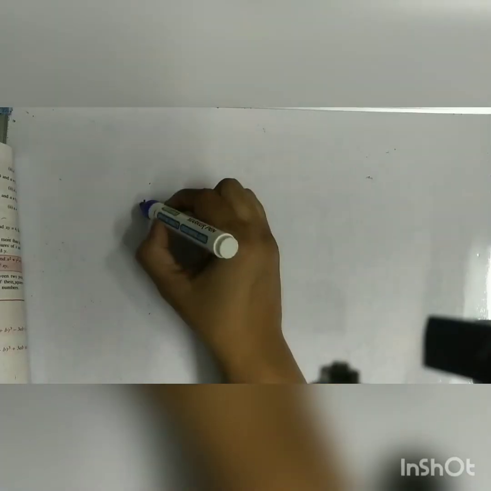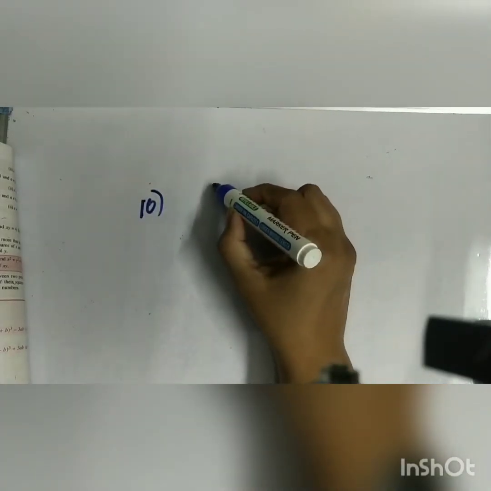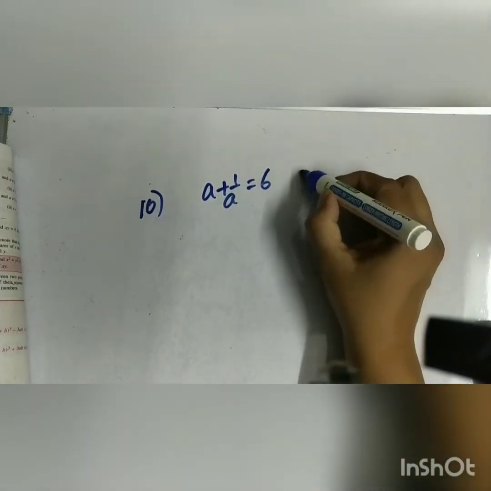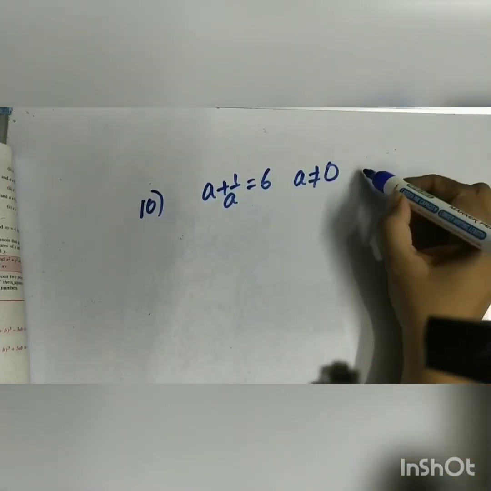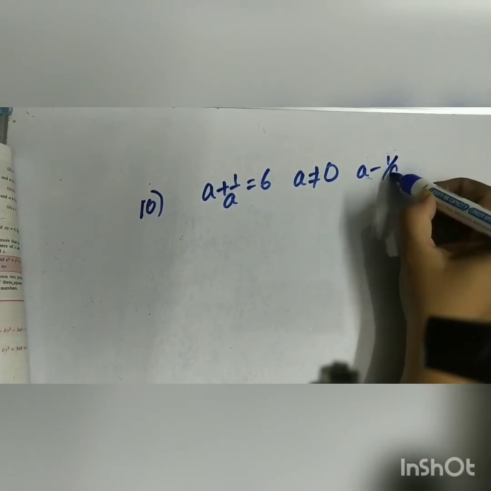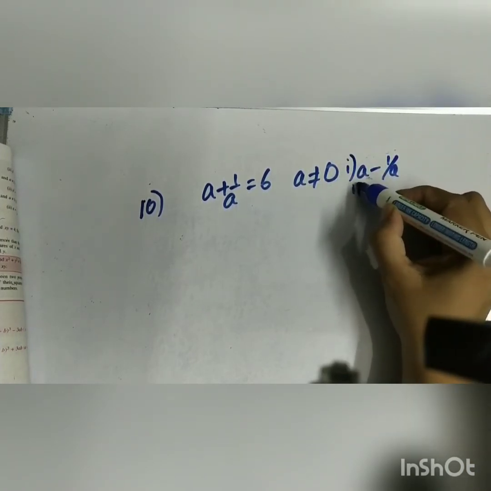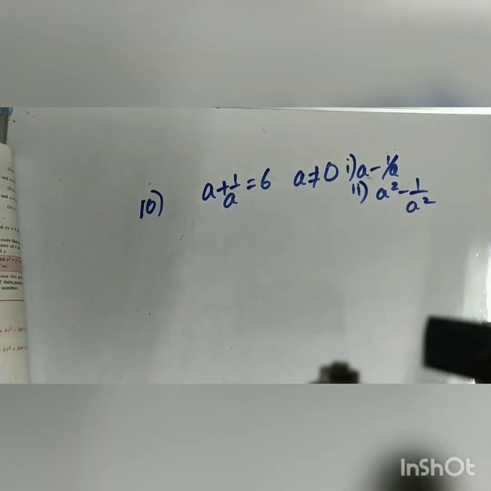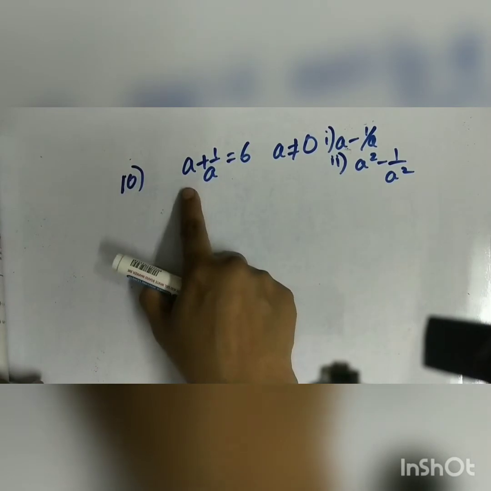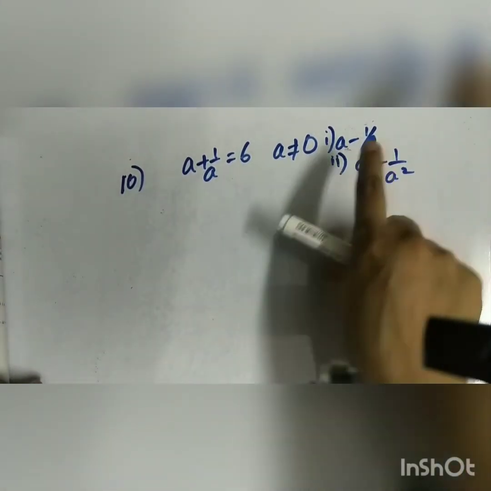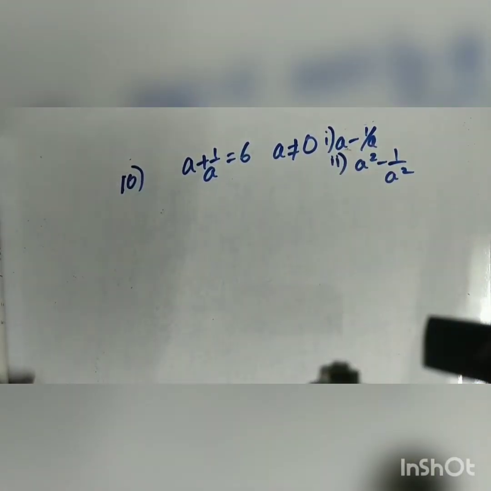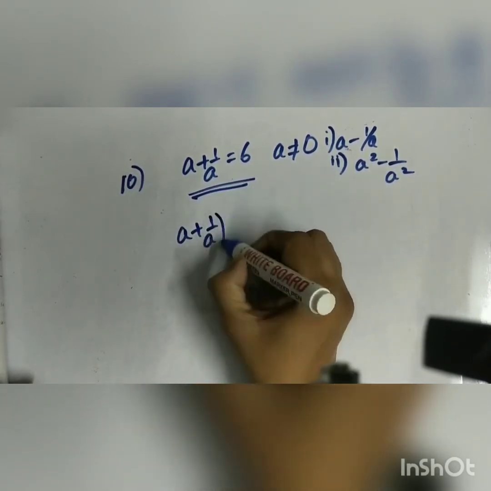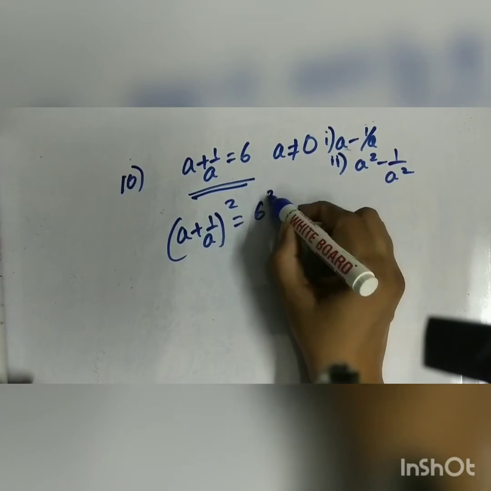Now the 10th one. The 10th one is, if a plus 1 by a is given as 6, a is not equal to 0, find a minus 1 by a. This is the first part. The second part is a square minus 1 by a square. So we are going to apply the same formula. If we know a plus b and we are supposed to find a minus b, we have to square this, that is a plus 1 by a whole square is equal to 6 square.